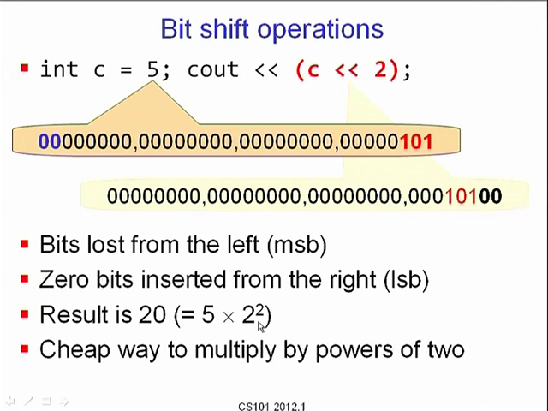If you take a decimal number and shift it left by 1 position, you are multiplying it by 10. If you take a binary number and shift it left, you are multiplying it by 2. If you shift it twice, you multiply it by 4. So this is a cheap way to multiply numbers by powers of 2, much faster in hardware.